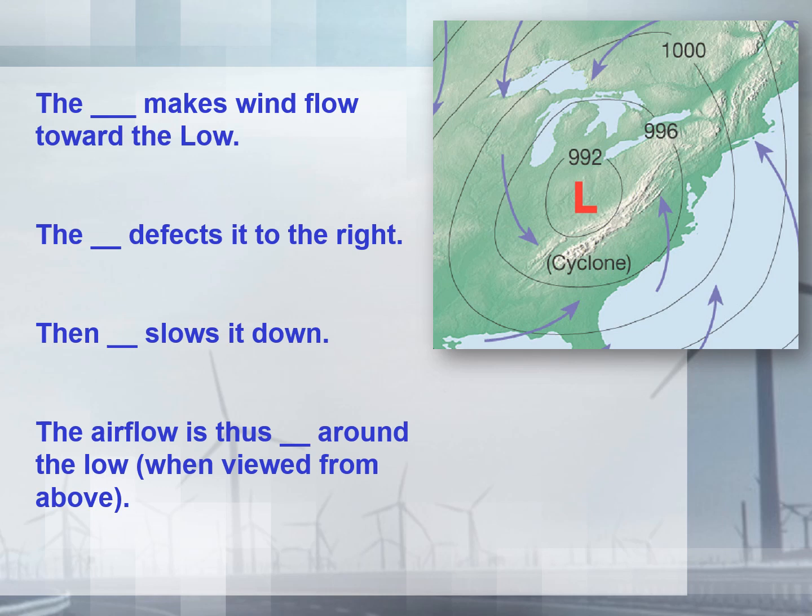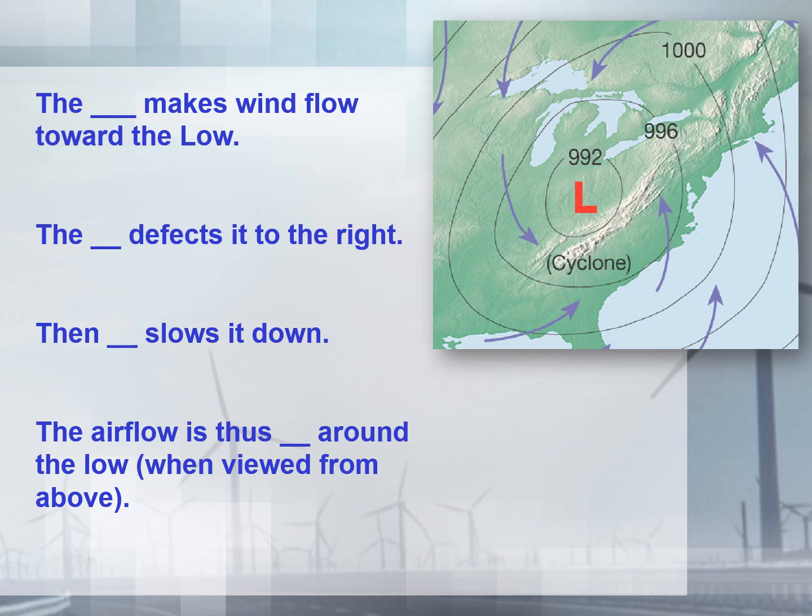Well, the pressure gradient force. You have higher pressure on the outside of the circle, lower pressure in the center, and that's going to make the wind flow towards the center. What deflects it to the right here in the northern hemisphere? Well, that, of course, is going to be the Coriolis effect.